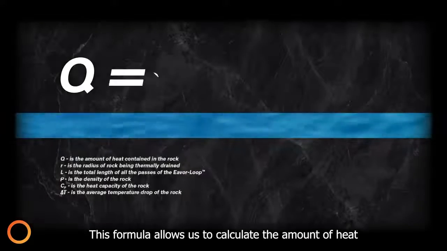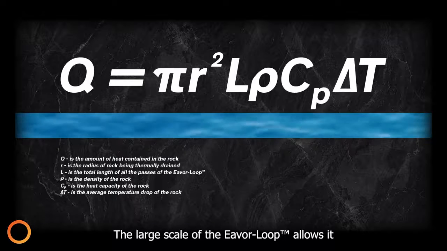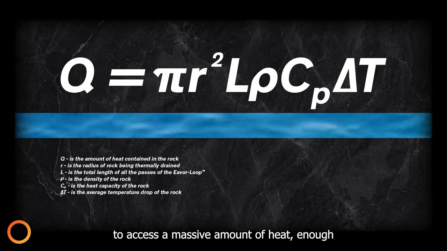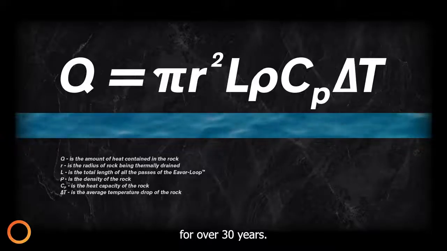This formula allows us to calculate the amount of heat or the thermal energy available in the rock. The large scale of the Eavor loop allows it to access a massive amount of heat, enough to support continuous production at economic rates for over 30 years.